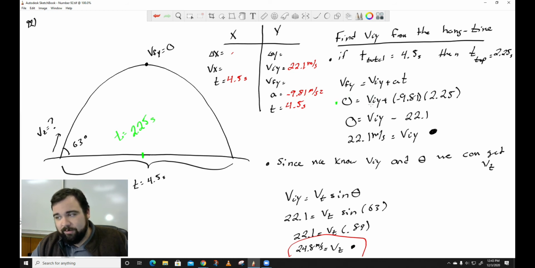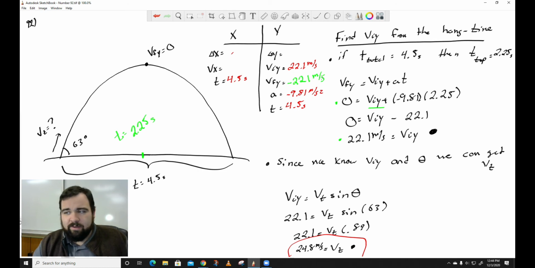We're going to solve for VIY. This is the one we're going to try and figure out. We're going to plug in a time of 2.25, and we get that the initial vertical velocity is 22.1 meters per second. So that gives us what VIY is, and that also technically gives us VFY. If we wanted to write that one in, we could say that's negative 22.1.